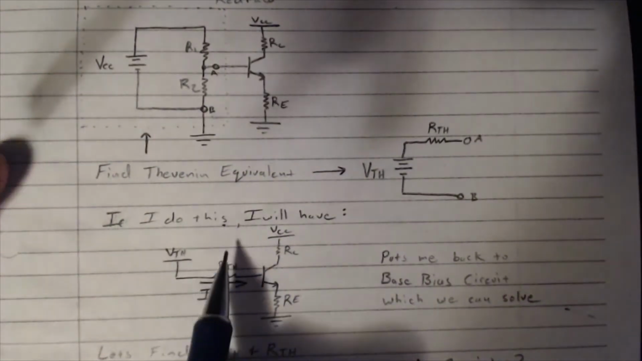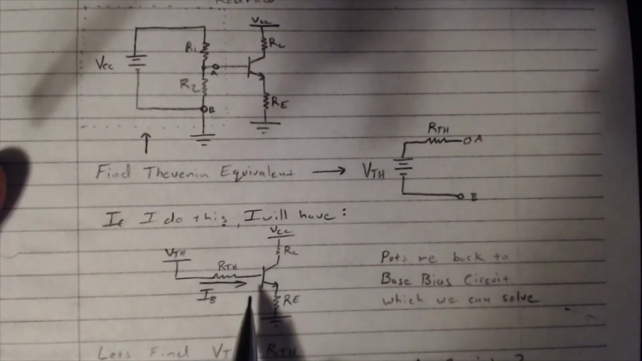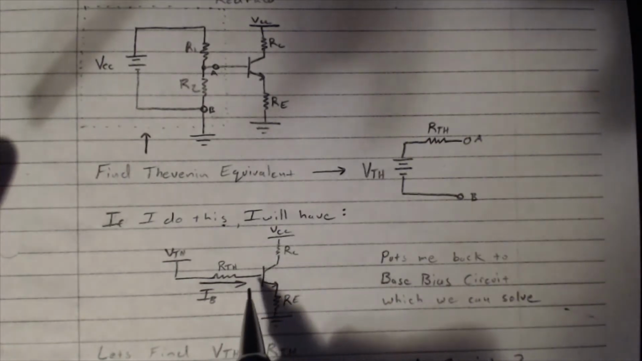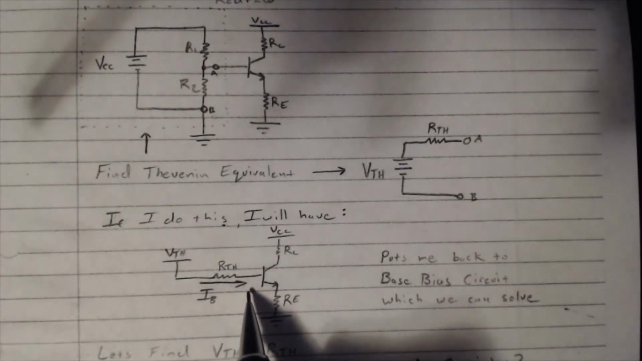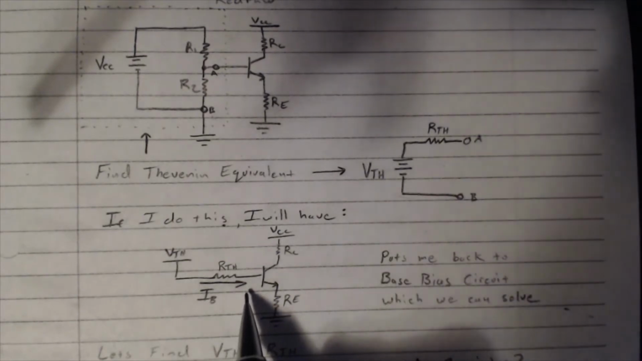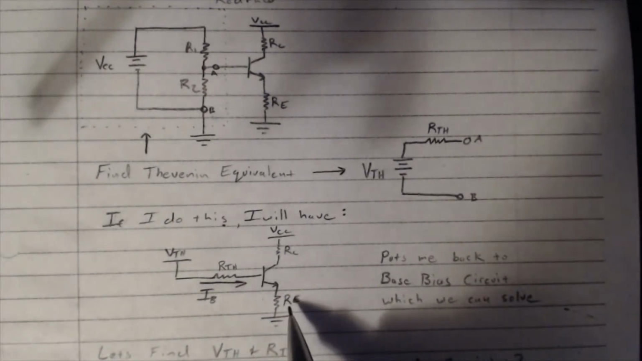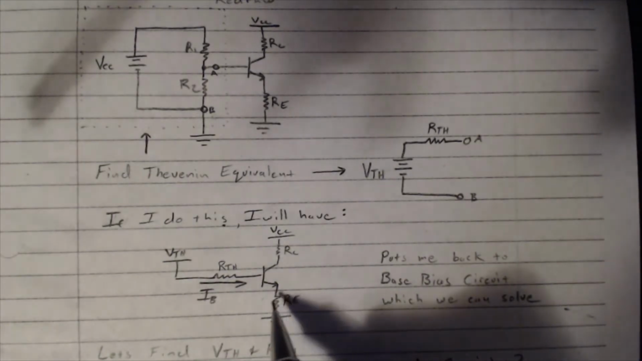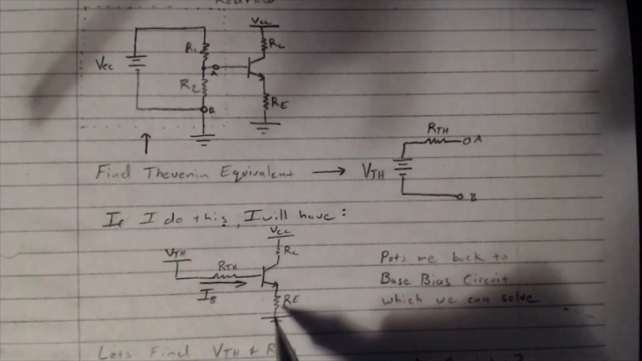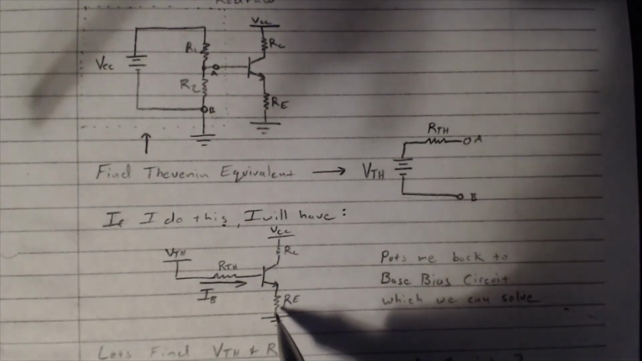look what we get. We get our same circuit back. We get almost the base bias version of the circuit back. The only thing that's different than what we've already been solving in previous classes is that we have this emitter resistor down here.